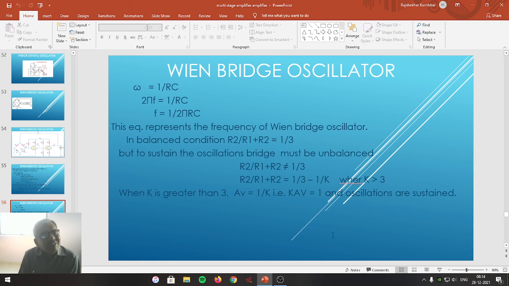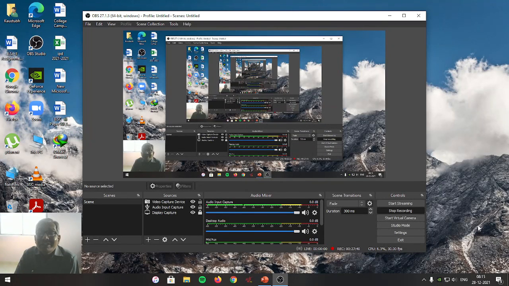Friends, that's all about one of the RC oscillators known as Wien-Bridge oscillator. Next time we will go for the next type of RC oscillator circuitry. Today we will stop.